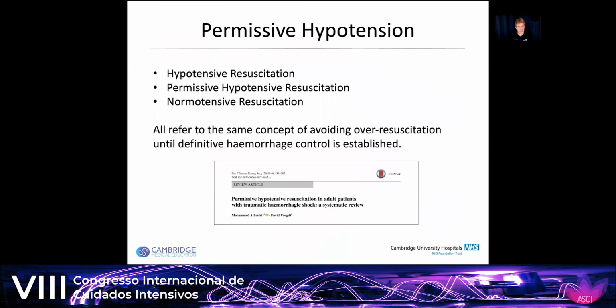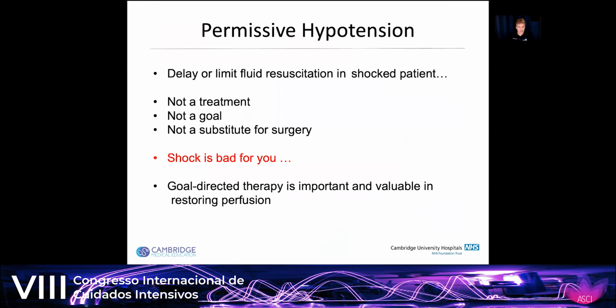Permissive hypotension is a slightly different subject, and it goes by a number of different names, but they all refer to the same concept of avoiding over-resuscitation until definitive hemorrhage control is established. Shock is bad for you, and permissive hypotension is allowing the shocked patient to remain shocked as a bridge to an intervention to control bleeding. So it's not a therapeutic intervention in its own right. It is not doing something as a bridge to controlling bleeding. And I think that's a really key point.